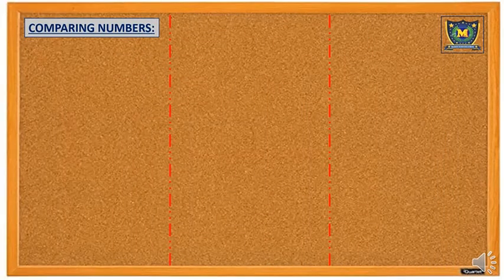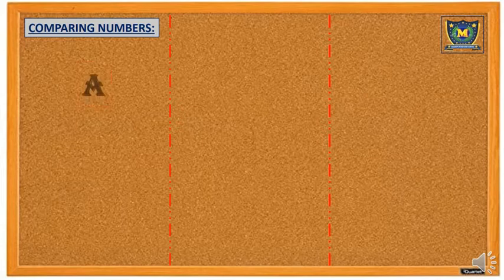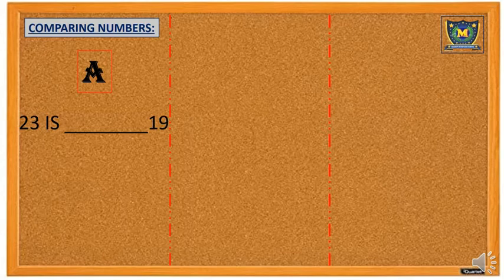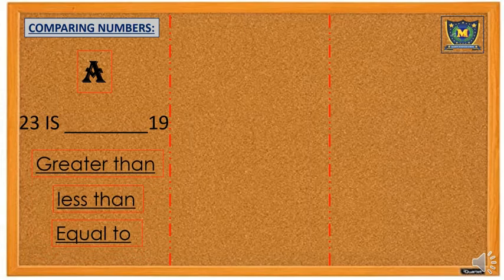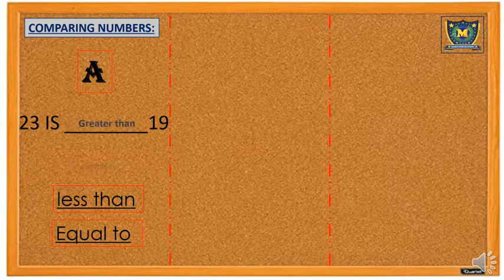And now, let us use the terms in comparing the numbers, the terms greater than, lesser than, and equal to. So let's have the first example. 23 blank 19. So the two numbers being compared here is 23 and 19. So what is 23 compared to 19? Here are the choices: greater than, less than, or equal to. So 23 is greater than 19. So atong binisayon, ang 23 is dako pa kaysa 19. Okay? Now let's proceed to the second example.